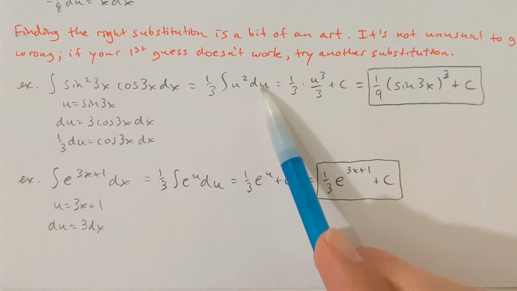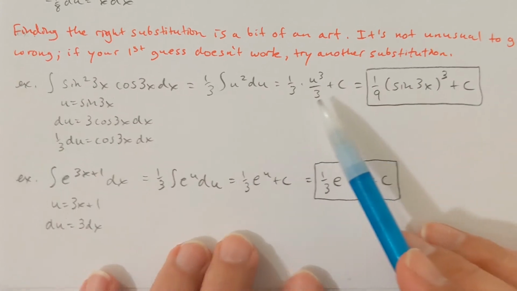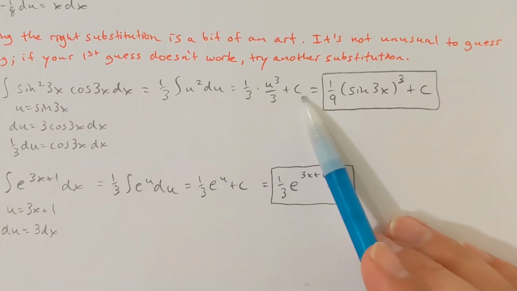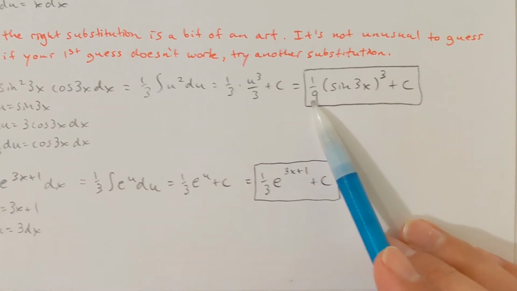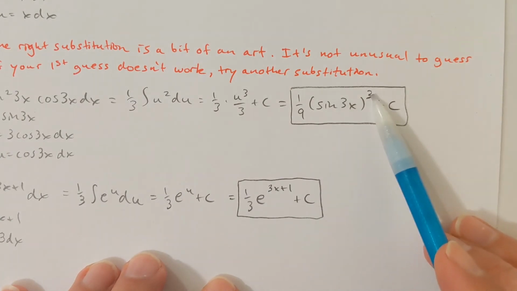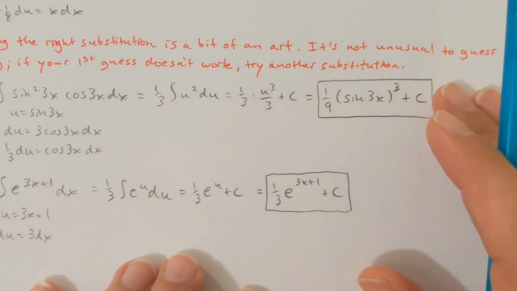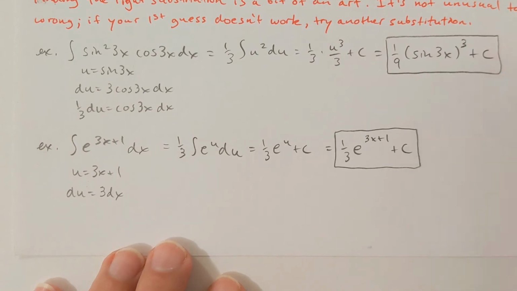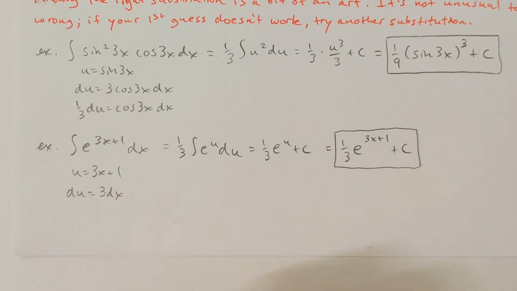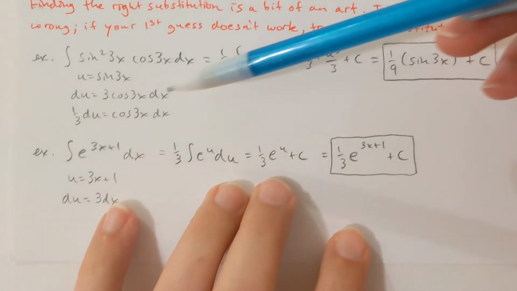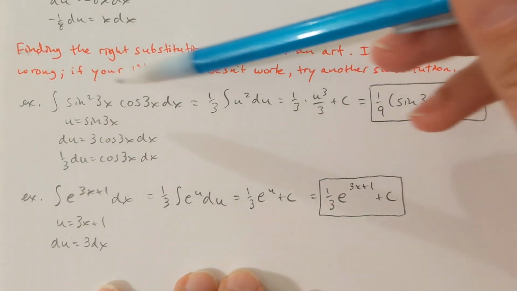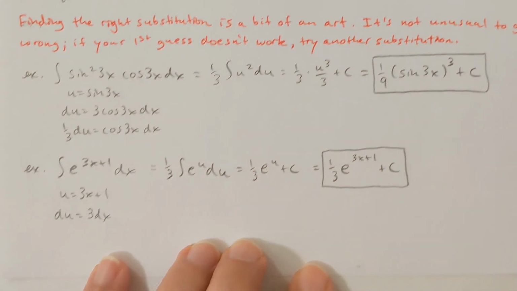U is sine of 3x, so I'm going to have u squared du inside of my integral. And of course, this is a lot easier than it was initially. I can go to the antiderivative now. It's going to be 1/3 times u cubed divided by 3 plus c, or 1/9 times u, which is sine of 3x. It would be 1/9 times sine of 3x, the quantity cubed, plus a constant. And another thing I would like to reemphasize: if you're not sure about your answer, check. Check by taking a derivative, and you should get back to the integrand.